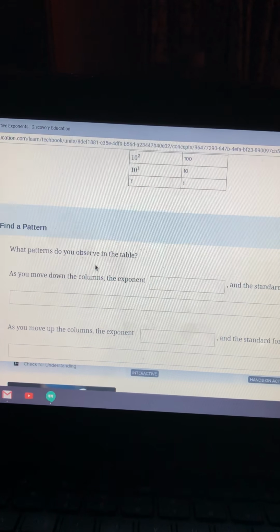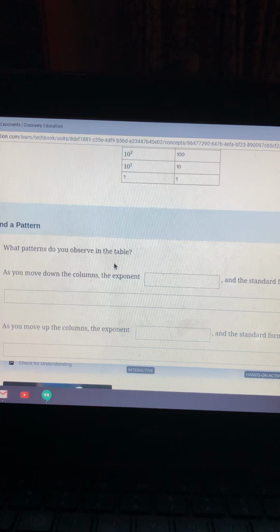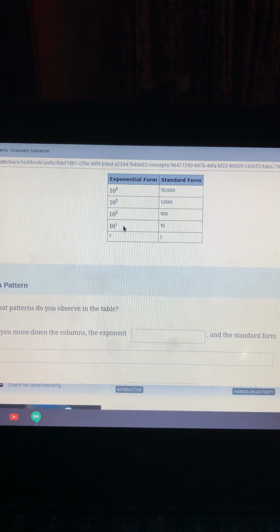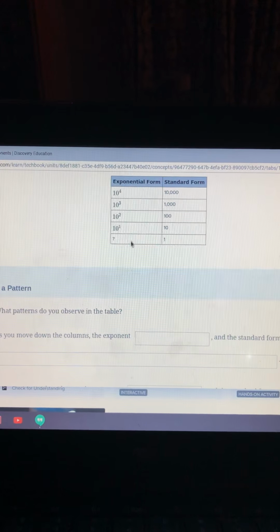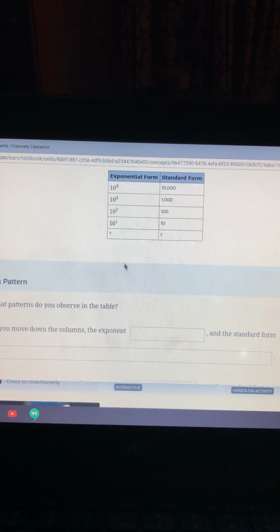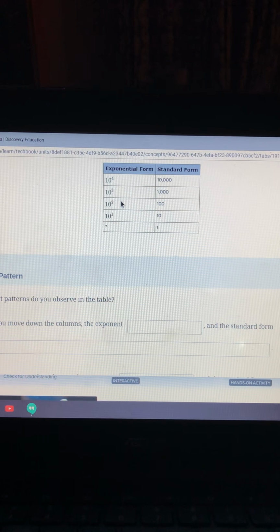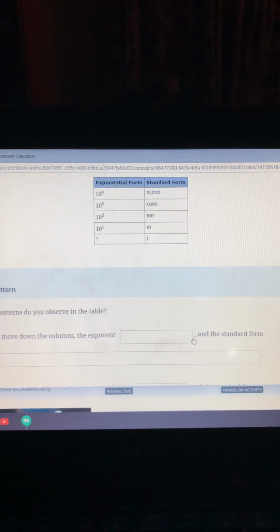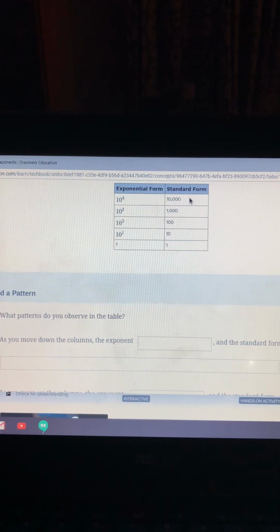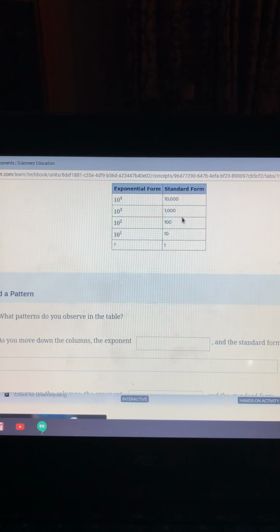What patterns do you observe in the table? As you move down the columns, what happens to our exponent? You have to tell me, does it increase or does it decrease as you go down? After you type in your answer, then we have the standard form. So the standard form, are you multiplying by 10 when you go down, or are you dividing by 10?